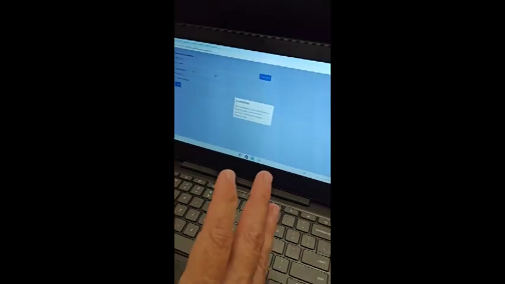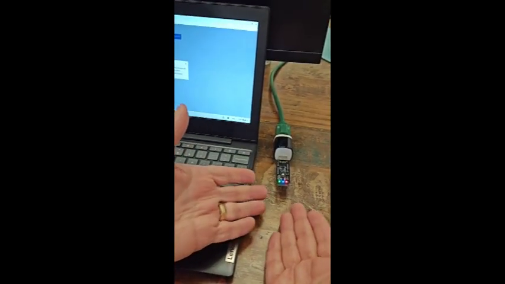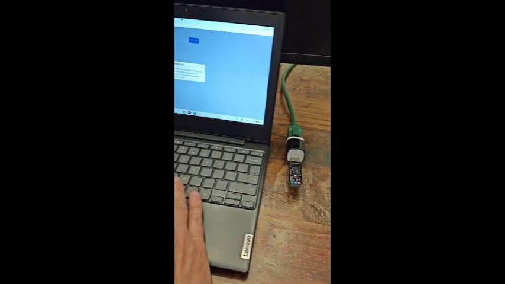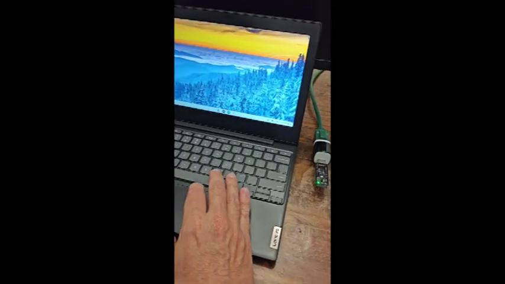So at that point, ShakerBot, if you notice here, will reboot. And what will happen is it's now joining your home network with those credentials that you just gave it.